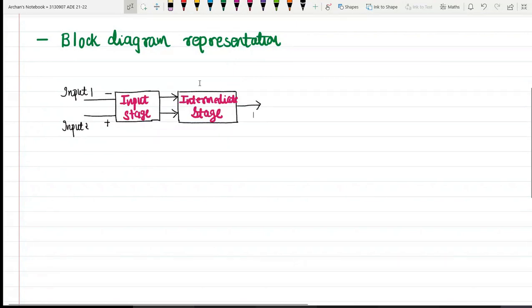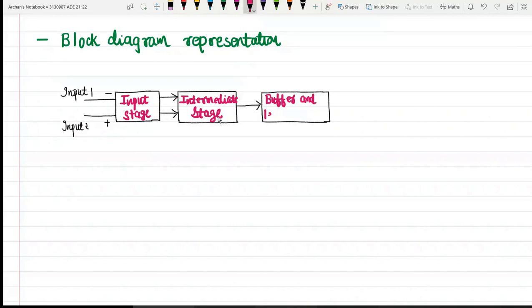The output of this intermediate stage is now provided to another stage, which is my third stage, known as the buffer and level shifting stage. As we know, all the stages are directly coupled to each other.